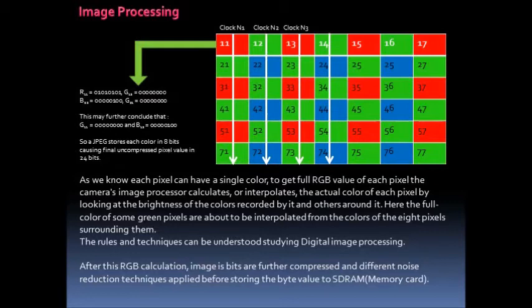The image processor uses some interpolation techniques, looking at the brightness of the color recorded by the neighboring pixels. So the green 23 searches for the blue color by looking at the pixels that are covered by a blue filter, like 24, 44, 42, 22. This is how they use the interpolation techniques and other mathematical techniques to find the RGB value of each pixel.